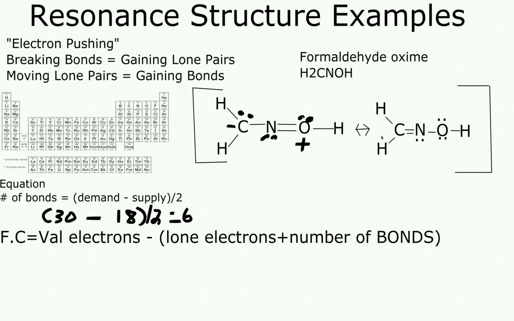Okay, so which one is the better structure? Well, first we look at who has the most octets. So 2, 4, 6, 8, 2, 4, 6, 8, 2, 4, 6, 8. Oh, that has octet. Yep. Okay. Well, that's all well. So, are they equal? No, not in this case. So, what's the next case? Well, which one has less charge separation? Okay. So, this one doesn't have any formal charges. This one does. So, that's not as good. So, this would be your major resonance contributor. This would be your minor.